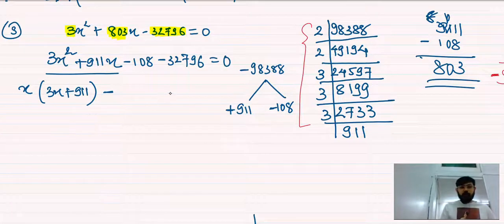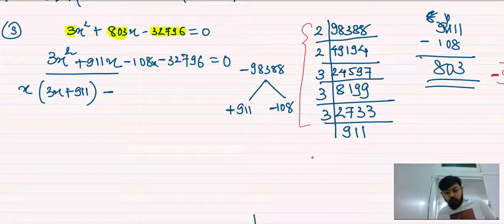See, let me tell you one thing. 32796 times 3 is 98388. And I have 108 over here. And definitely 108 and 32796 should have a common factor. But I don't know what that common factor is. Okay, sorry, I forgot to write x over here.